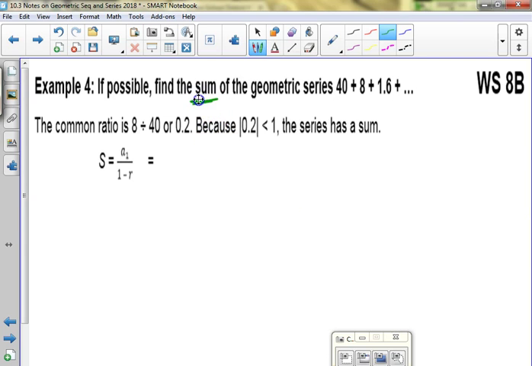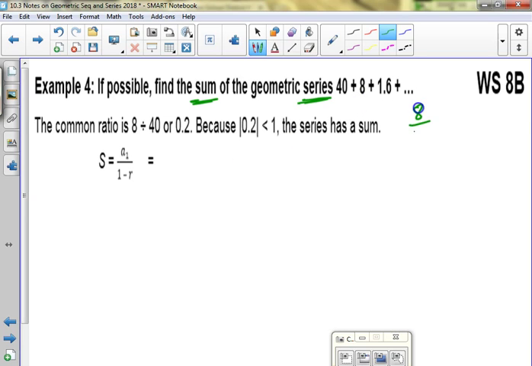When it says the sum of the whole series, then R has to be less than 1 or you can't find it. Does that make sense? If it's growing, are you ever going to be able to add up all the terms? No. But if it's getting smaller and smaller and smaller, then we can approximate all of the terms.